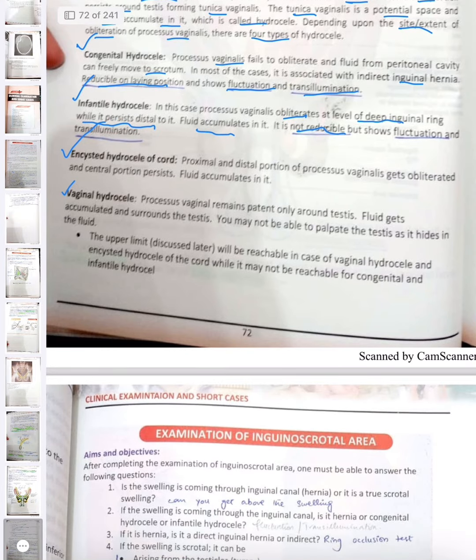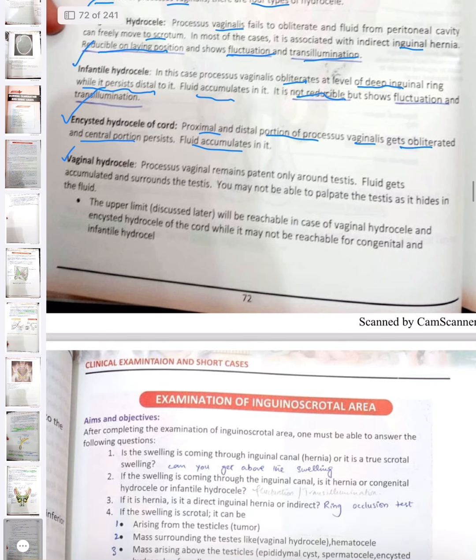Encysted hydrocele: proximal and distal portions of processus vaginalis get obliterated and the central portion persists, fluid accumulates in it. Vaginal hydrocele: processus vaginalis remains patent only around the testes, fluid accumulates and surrounds the testes. You may not be able to palpate the testes as they hide in the fluid. The upper limit will be reachable in case of vaginal hydrocele and encysted hydrocele of the cord, while it may not be reachable for congenital and infantile hydrocele.